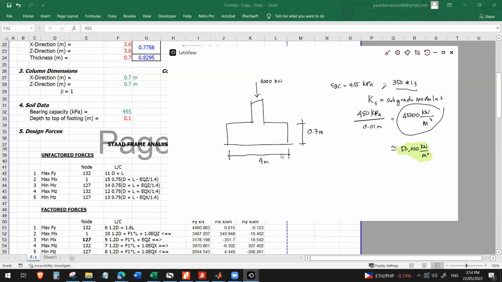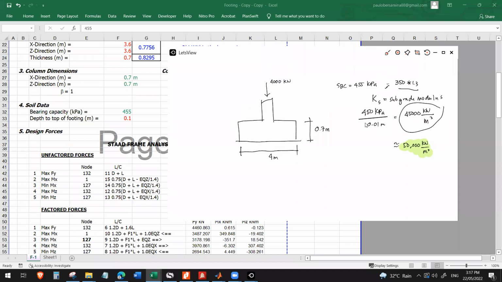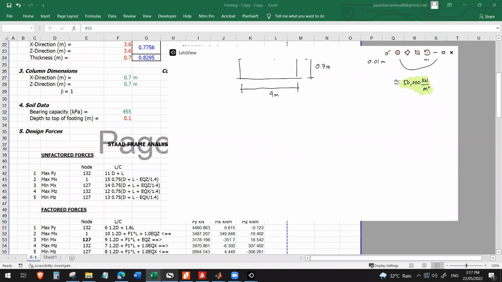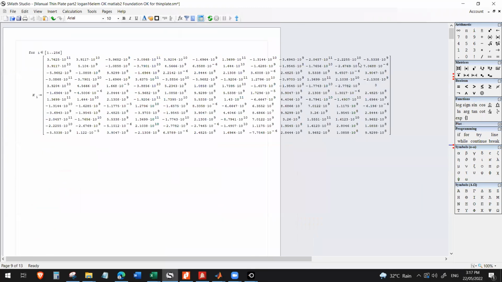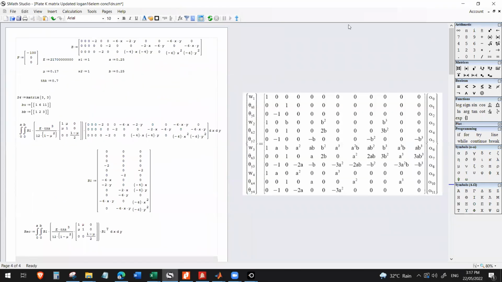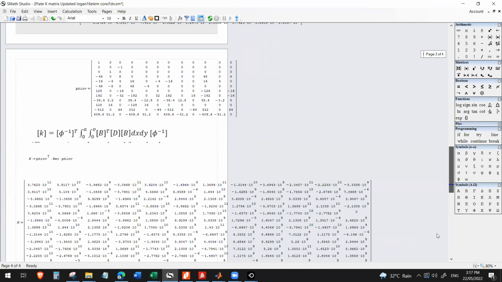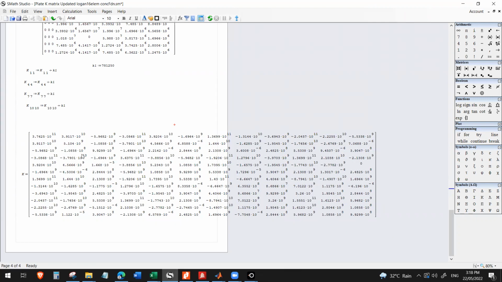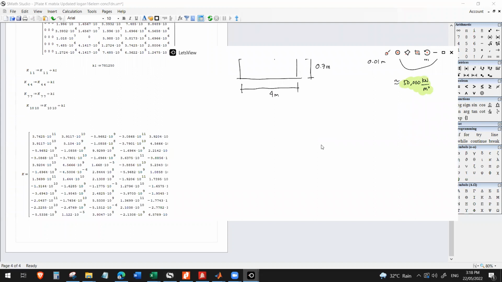Now, for the modeling in STAAD, but by the way, we are going to use Matlab, using the same approach we used in SMAT. Now remember, in SMAT, I have a code here that computes the stiffness matrix of the single element, right? So after computing the stiffness matrix of a single element, we're going to use this in obtaining the global stiffness matrix of the whole system.